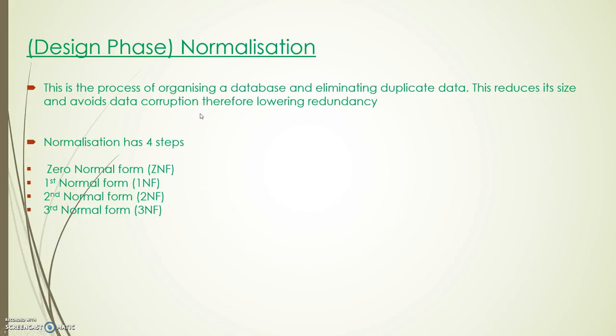Design phase, normalization. Normalization is the process of organizing the database and eliminating duplicate data. This reduces redundancy and also reduces the size and therefore avoids data corruption. Normalization has 4 steps. We have the zero normal form, which is the base form, the first normal form, second normal form, and the third normal form.